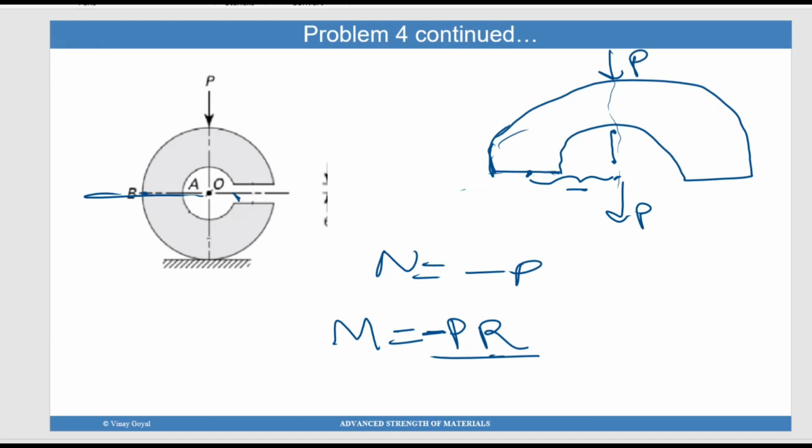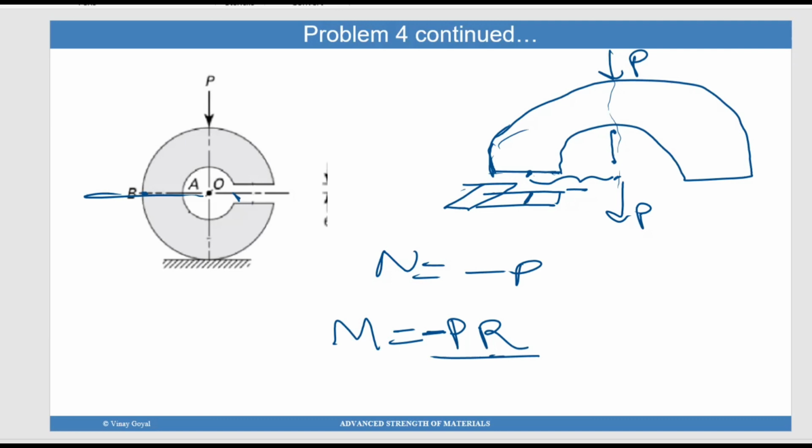Let's see if we can derive this so that you know where it came from. The cross section is something like this. This is the cross section. So now what if I want to find out the moment of P at this point?